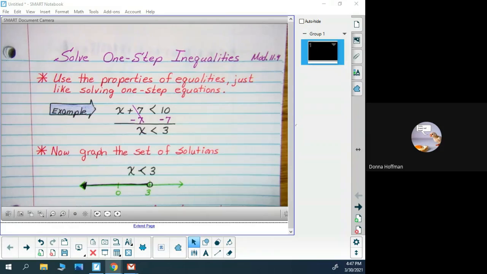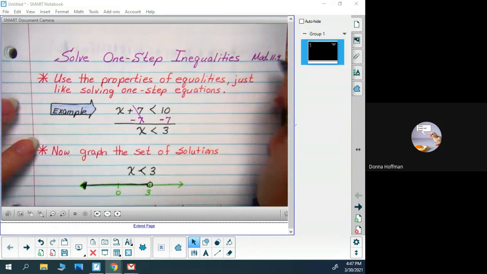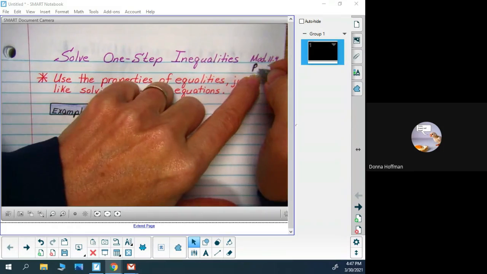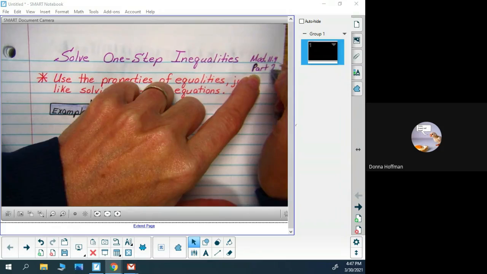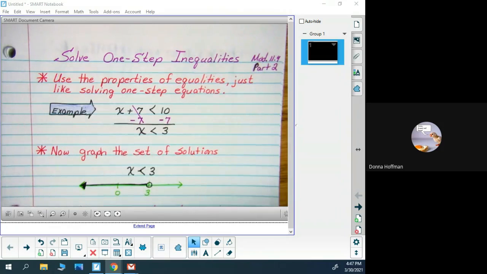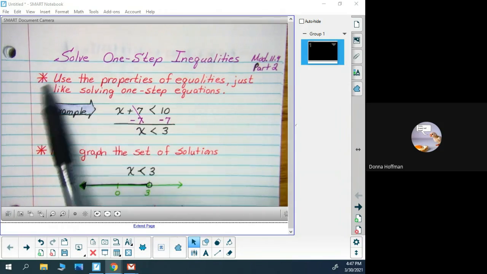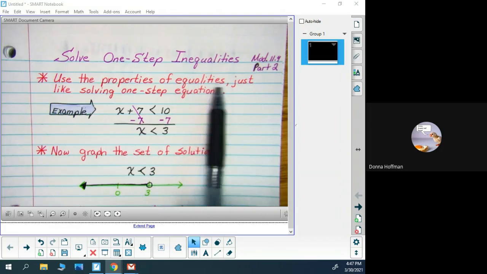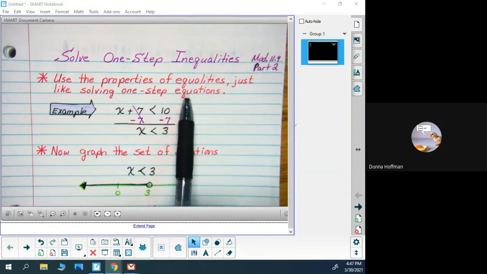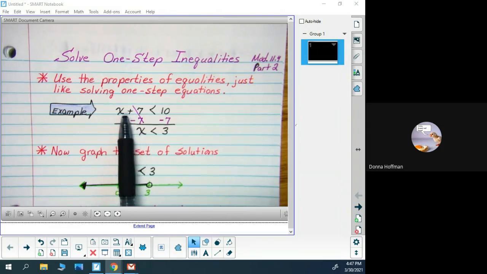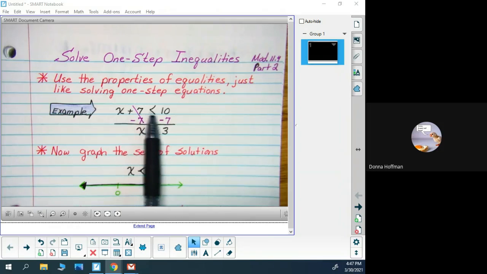This is Solving One-Step Inequalities, Module 11.4, Part 2. Now, we just got done learning how to solve one-step equations, but this is solving one-step inequalities, and then you have to graph your set of solutions, okay? You're going to use the properties of equalities just like solving one-step equations. For an example, you have x plus 7 is less than 10.